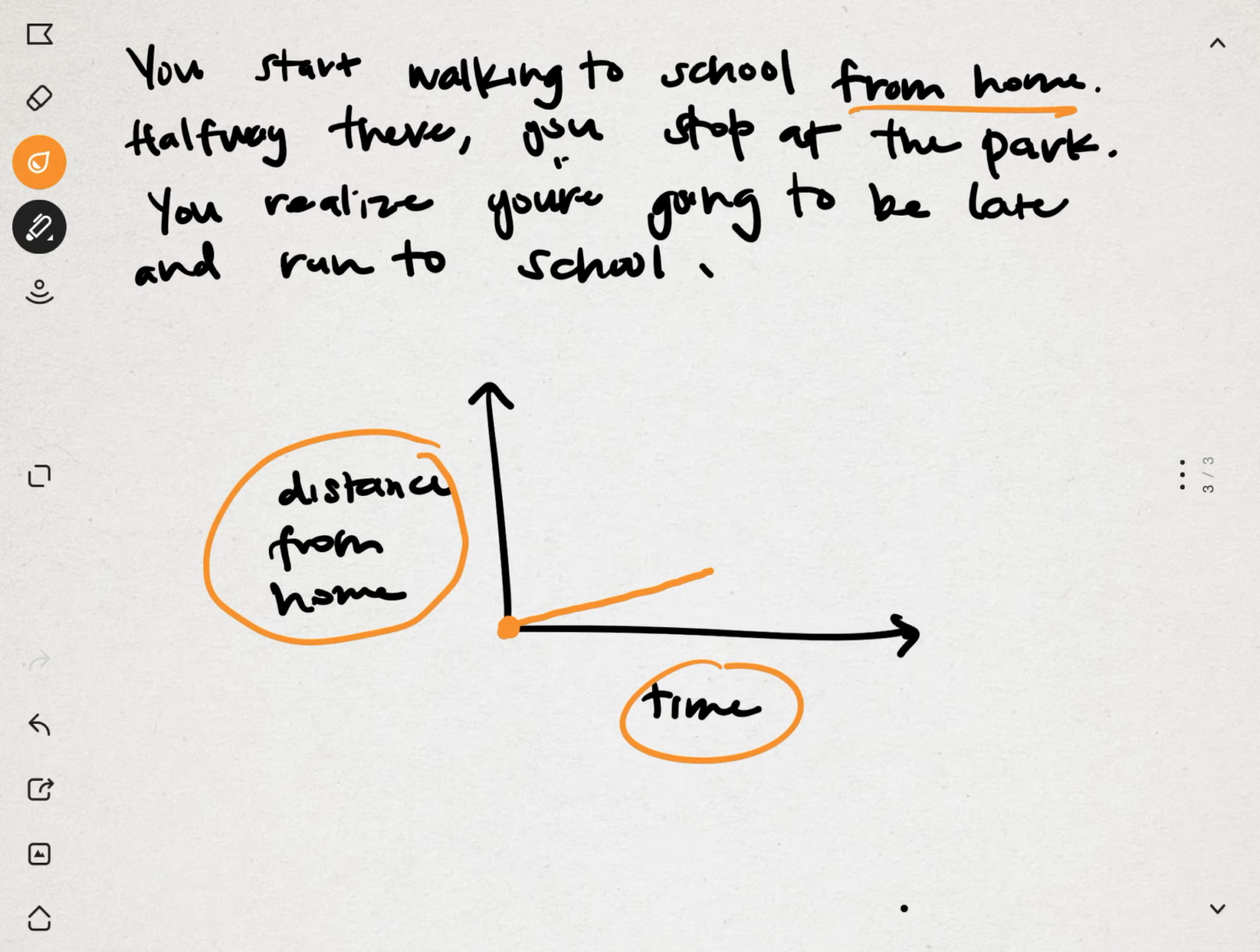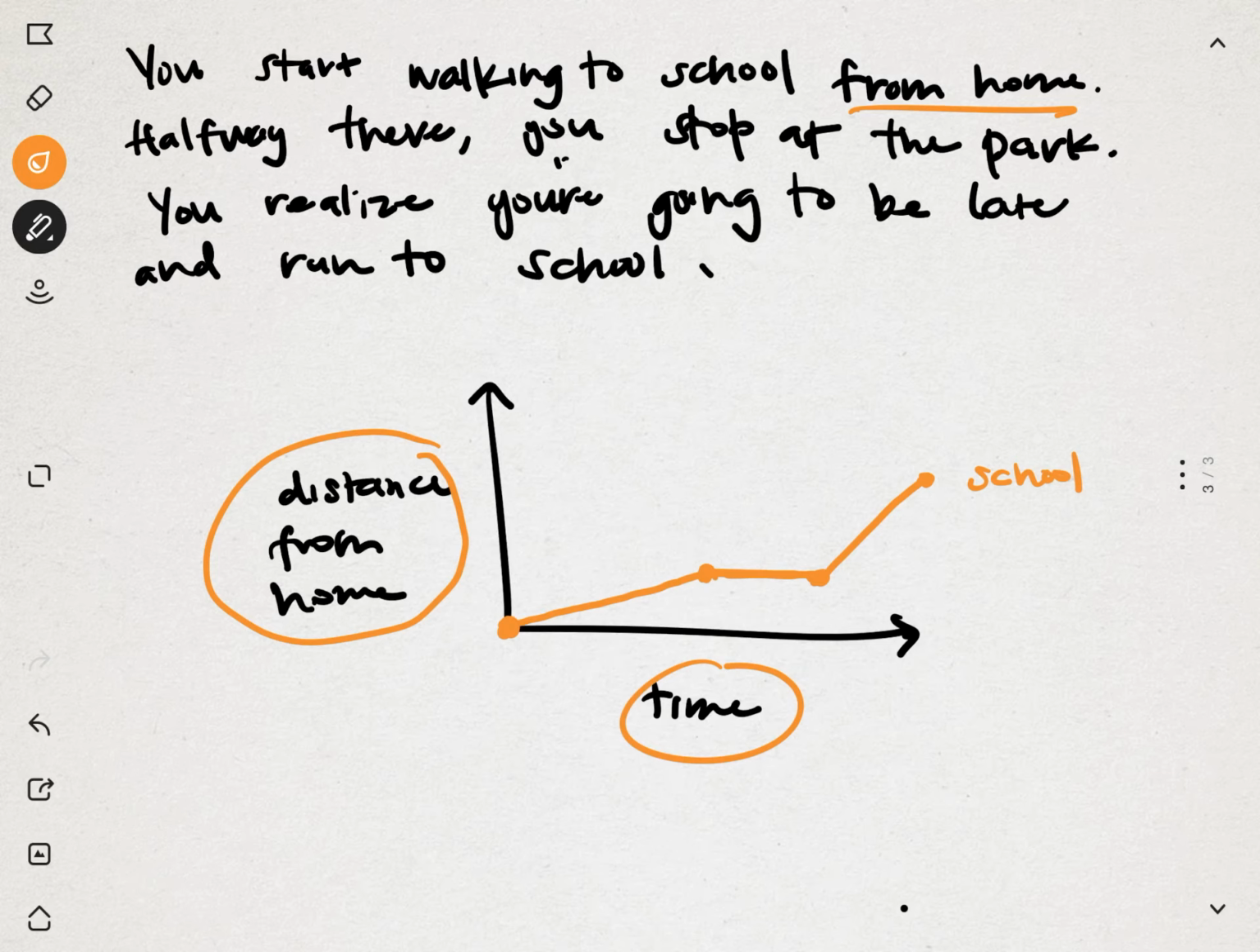Halfway there, you stop at the park. So when we stop, we're not getting any further from home. We're staying the same. So this one should be a horizontal line while you're at the park. And then it says, oh, you're late, so you need to run to school. So we're not going to be walking at the same rate. It's going to be steeper. We're getting further from home quicker. So this is where we start running, and at the end is where we should have reached school.